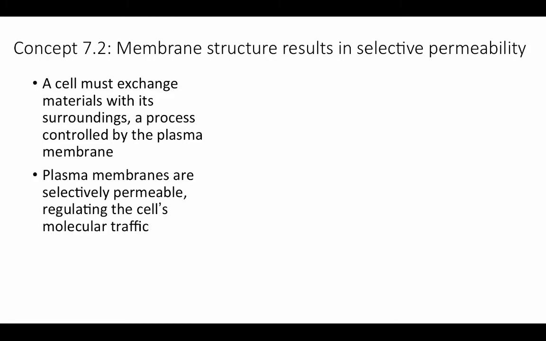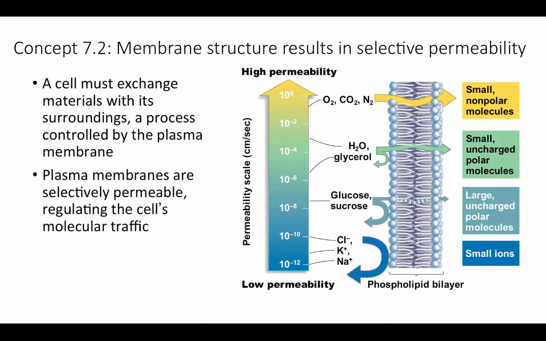So plasma membranes are selectively permeable. They're going to regulate the cell's molecular traffic. They're going to be responsible for maintaining those conditions within the cell that are going to allow life processes to happen. So if we first think about the resistance of the plasma membrane itself to materials moving through, the plasma membrane is going to have different levels of permeability to different kinds of molecules.